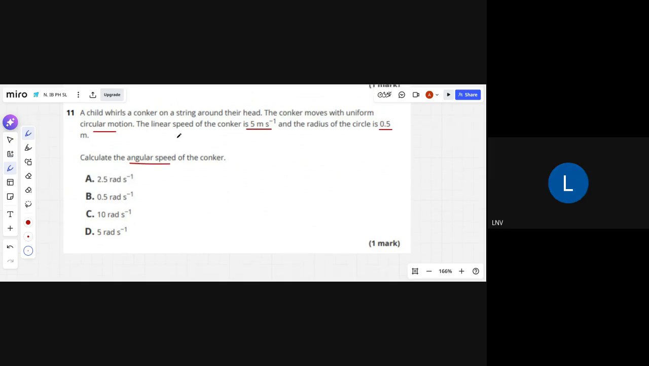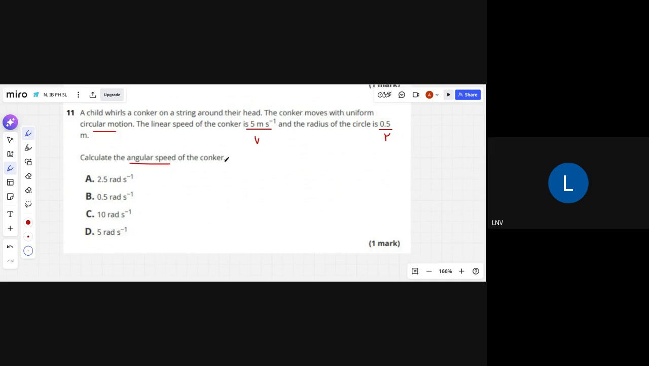Okay. So a conker, I think it's a seed. I am not sure, but I think it's the chestnut seed. You could think of it that way.